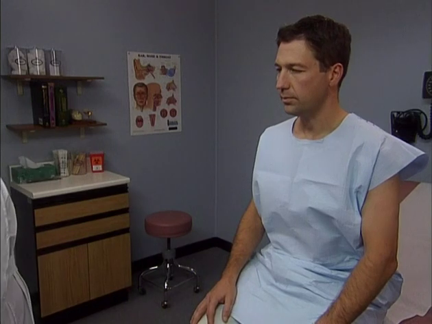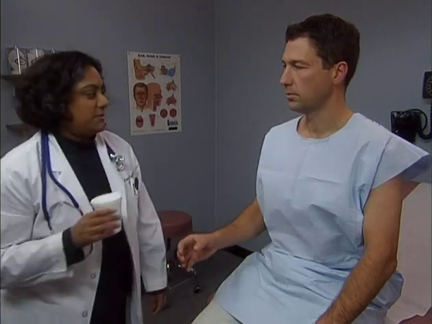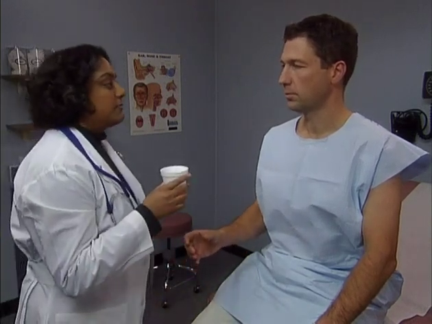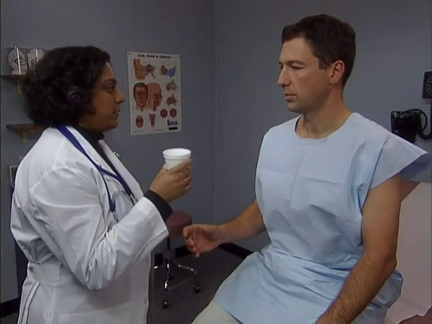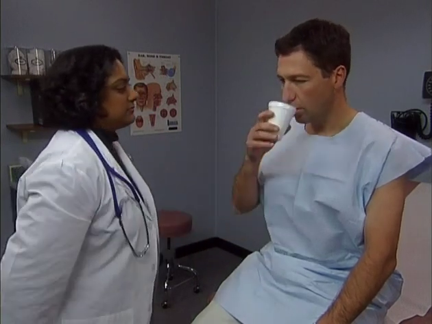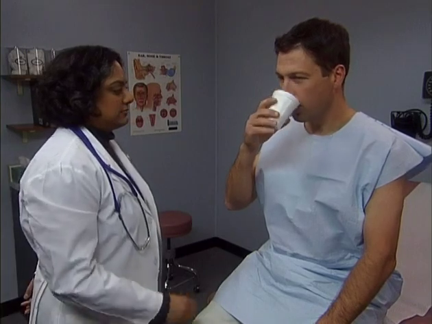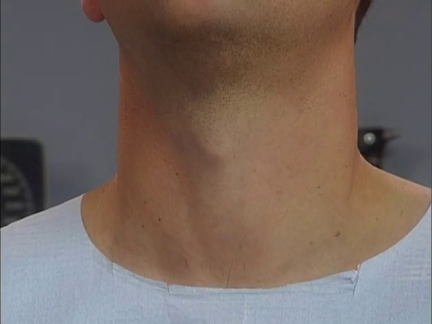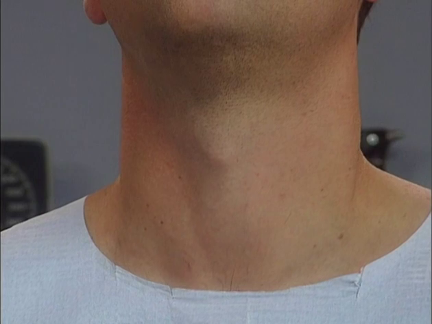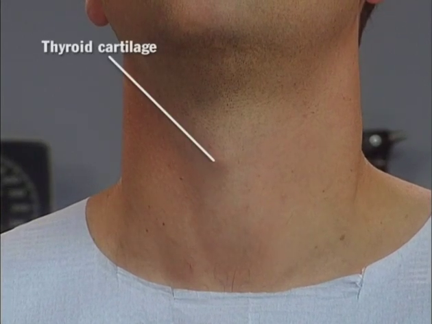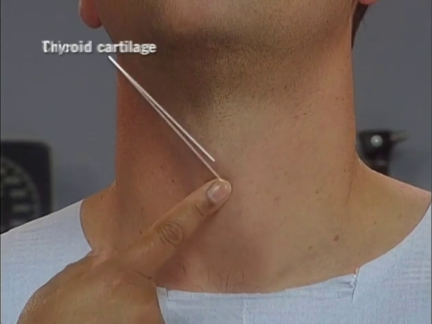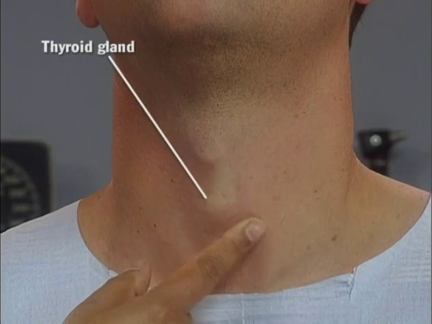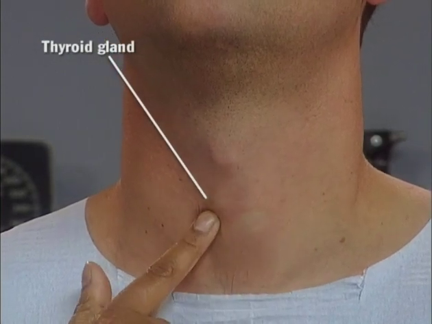Next, start the examination of the thyroid by inspecting the patient's neck. Ask the patient to extend his neck back slightly as he sips some water and swallows. Observe for upward movement of the thyroid gland. Noting its butterfly-shaped contour and symmetry, identify the thyroid cartilage, the cricoid cartilage, and the location of the thyroid gland.